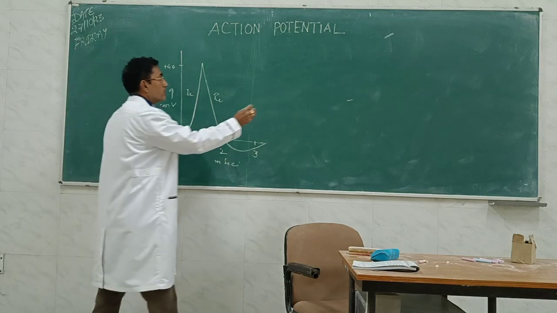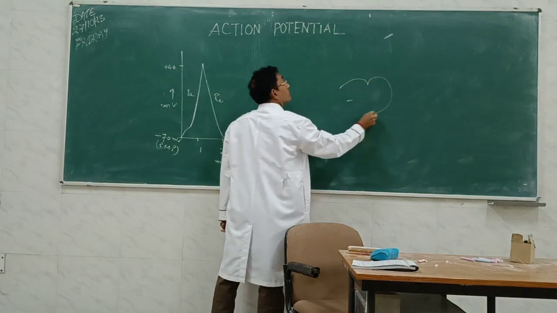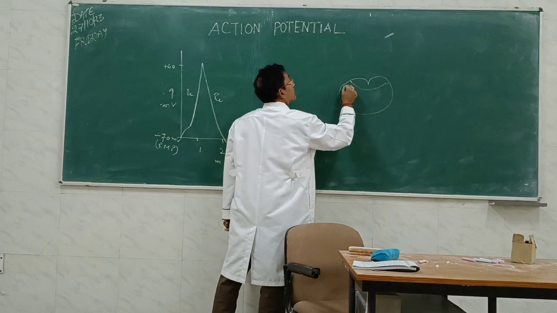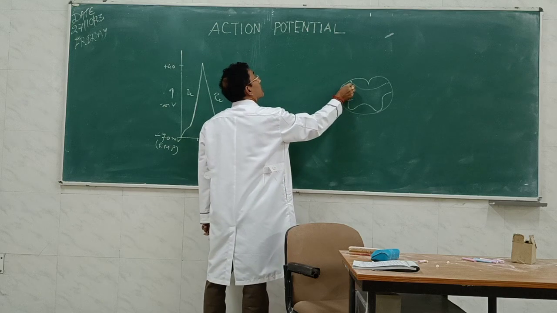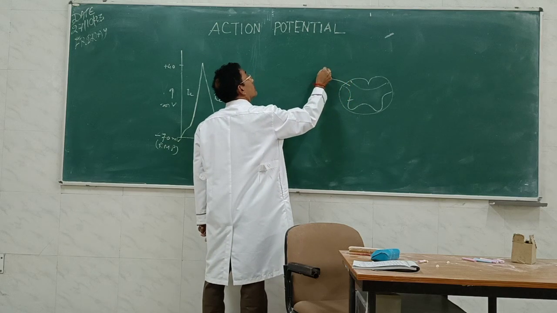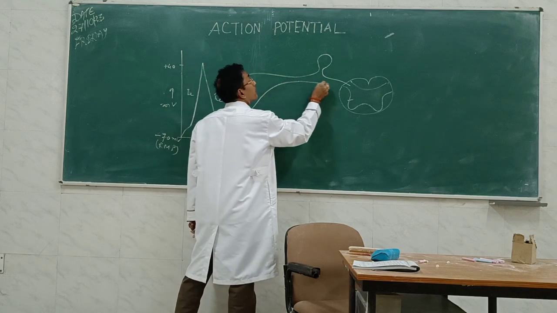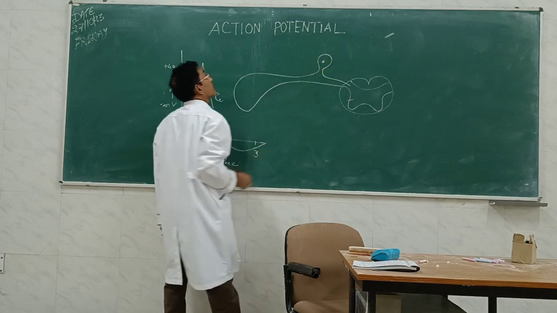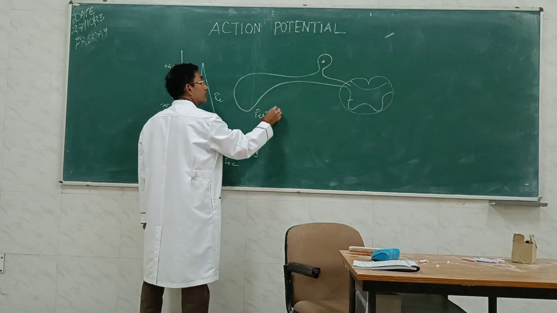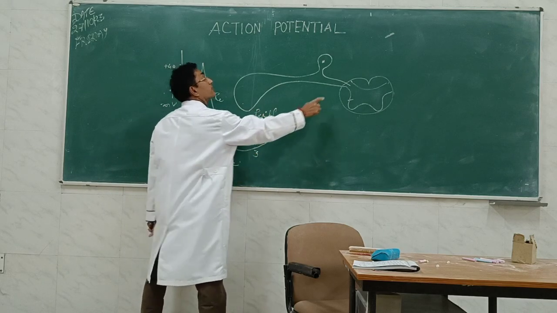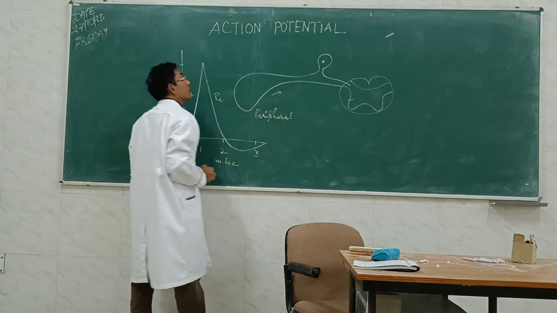Now, if we talk about a neuron, say this is the spinal cord. Then we have the sensory neuron, and this is the peripheral end of the sensory neuron. This is the peripheral end, and this is the central end. So this is the sensory fiber.